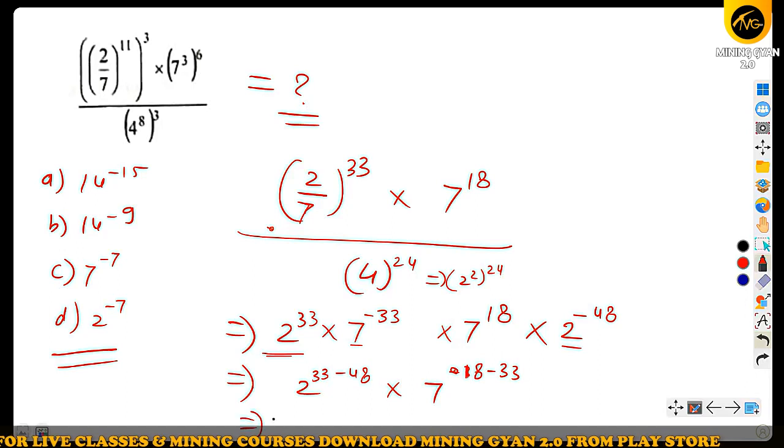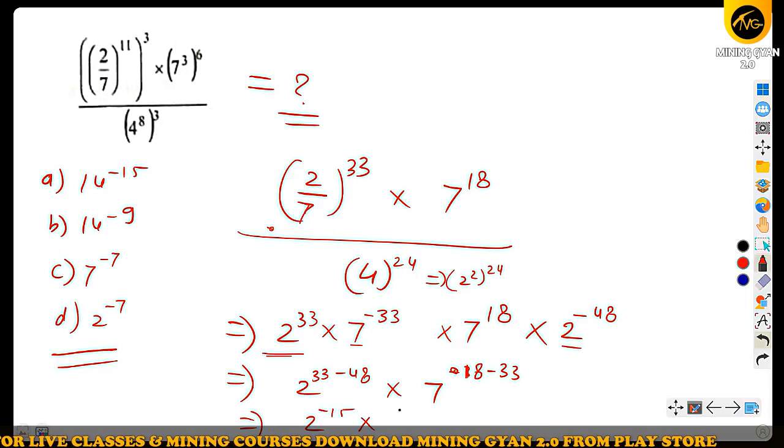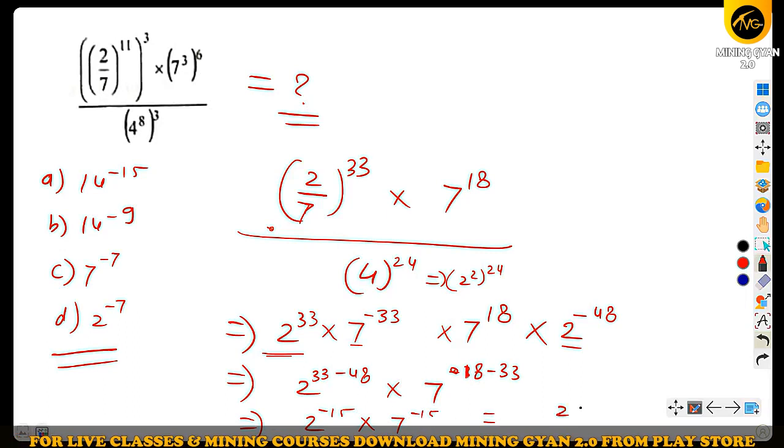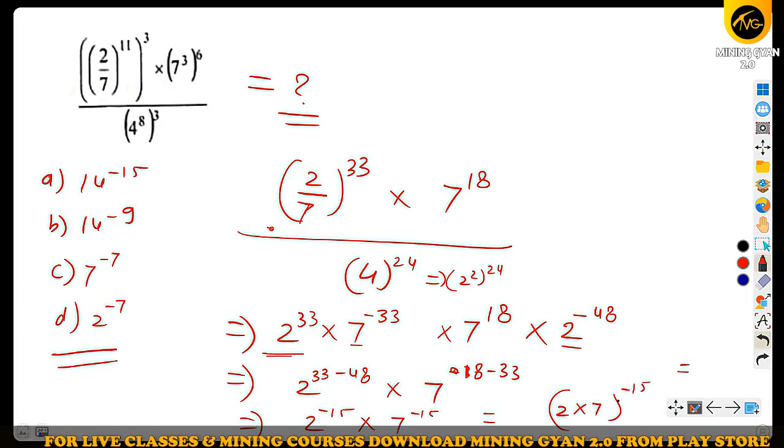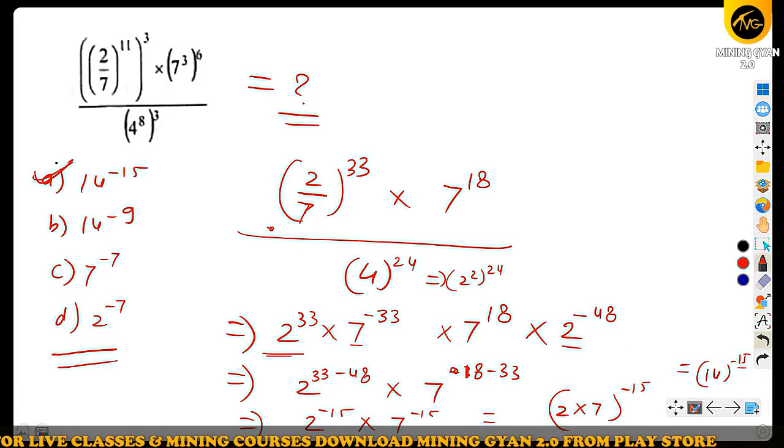Now what is the difference? 33 minus 48, that means minus 15, and similarly 7 power minus 15, correct. So powers are the same, that means (2 into 7) whole power minus 15, that means 14 power minus 15, correct. So option A is the correct answer in this case. 14 whole power minus 15 is correct. Okay.